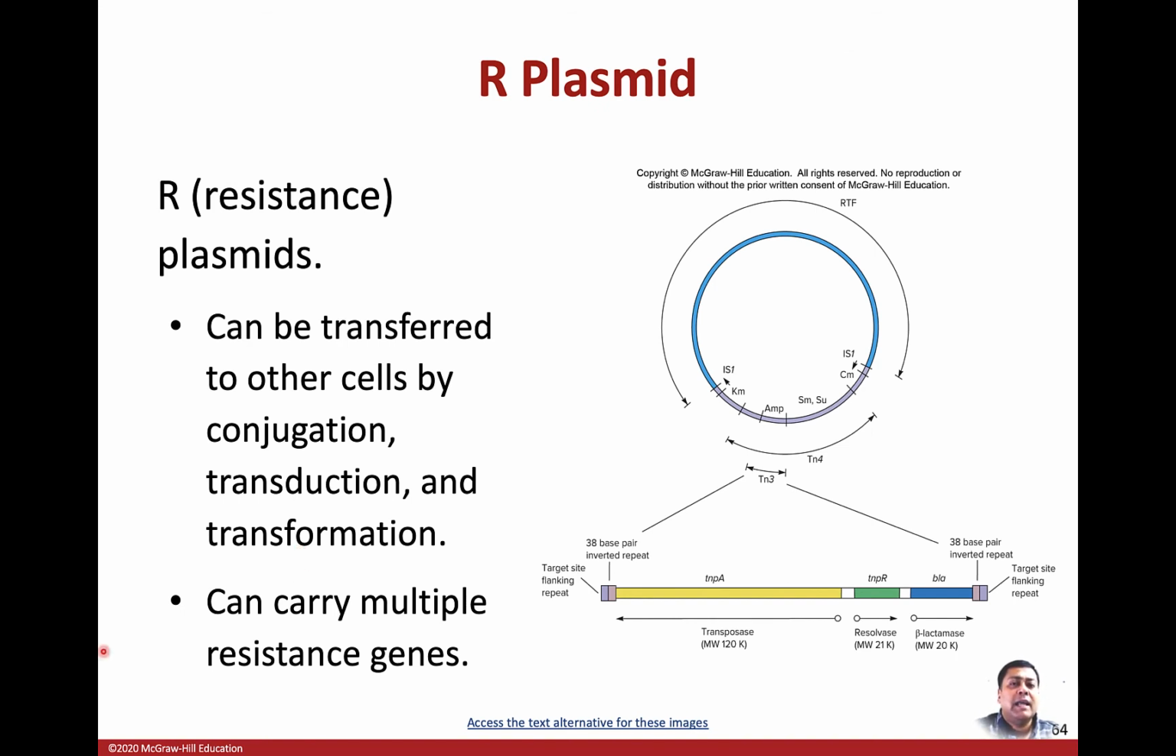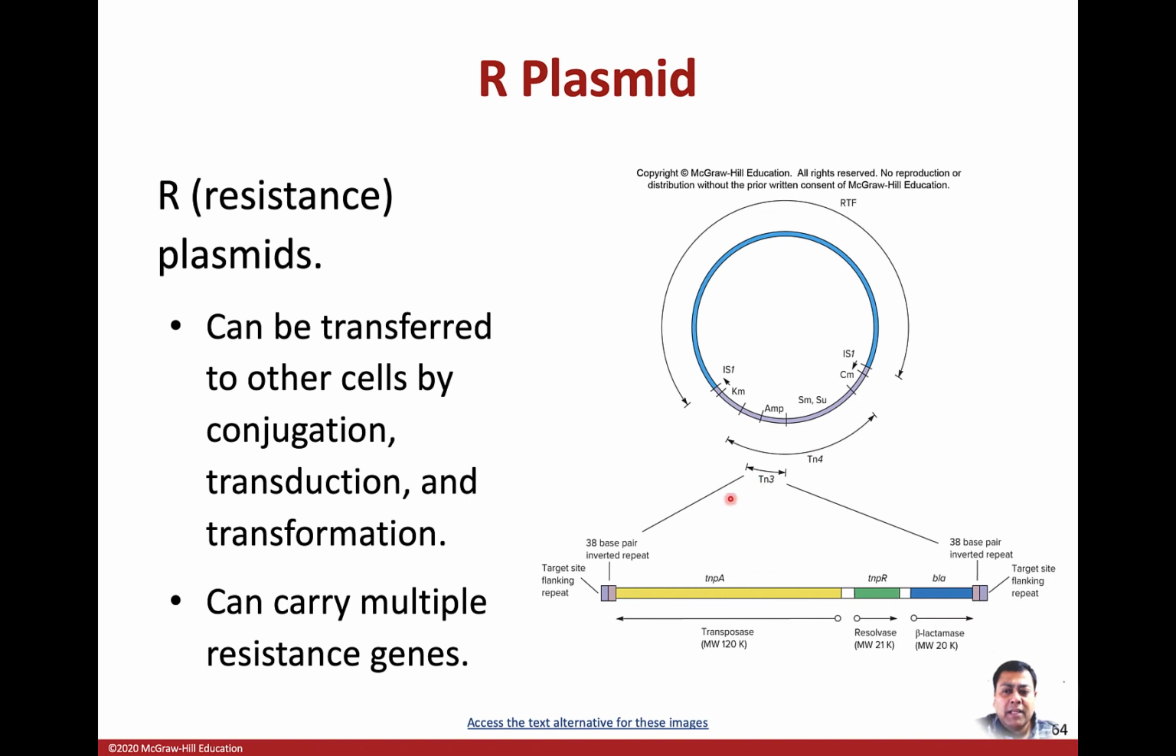Here we are looking at the R plasmid, which can be transferred between cells by conjugation, transduction, or transformation, and can carry multiple resistance genes. If we look at this, you can see resistance to kanamycin, ampicillin, and sulfonamide. There are so many, including chloramphenicol. And interestingly, if you look carefully, it does have a Tn4 transposon. Inside that Tn4 transposon, you have a Tn3 transposable element as well.